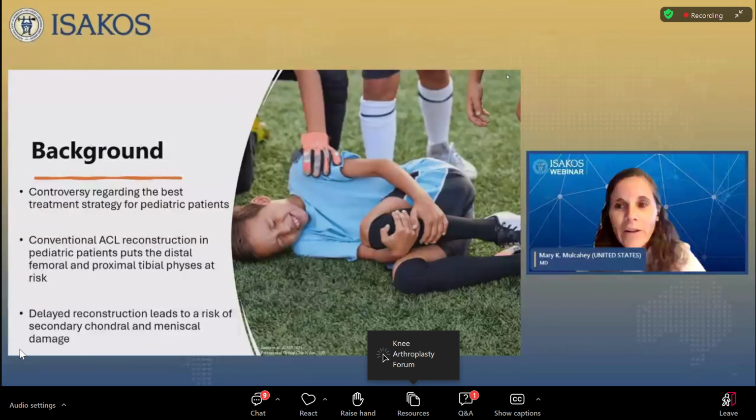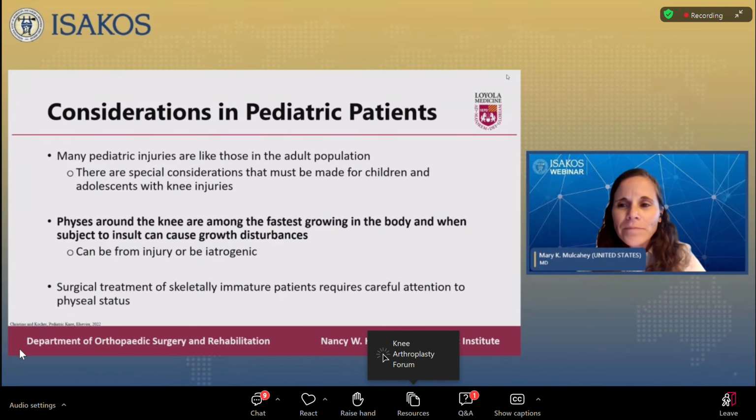So there's still, as we've heard a little bit about, some controversy regarding the best treatment strategy for pediatric patients. Conventional ACL reconstruction, or what we do in adults, certainly puts the distal femoral and proximal tibial physes at risk. And as we've also heard, and it's really important to remember, delayed reconstruction leads to a risk of cartilage and meniscus injury.